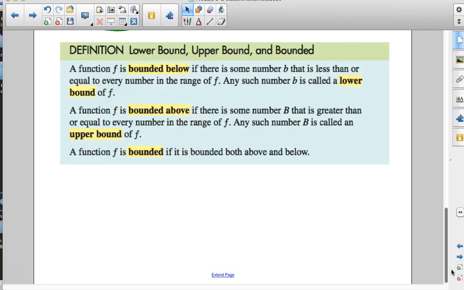Would you use lower and upper, or would you use below and above? It doesn't matter. As long as you can check it in the back, you're really saying the same thing. So it doesn't matter if we say bounded above, bounded below, or if we talk about an upper bound and a lower bound as we go through that.